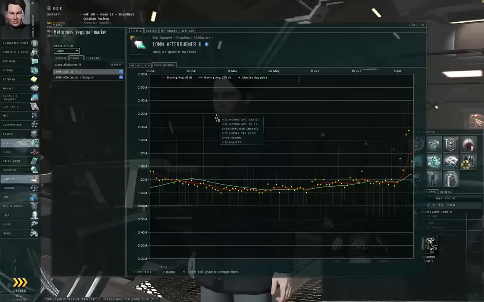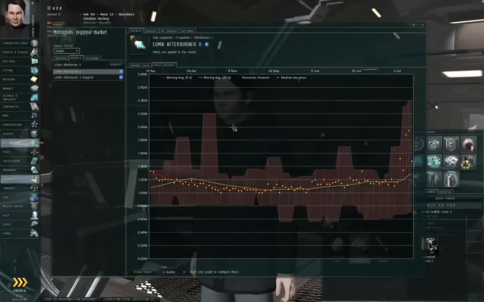If you right-click again and show the Donchian channel, the Donchian channel is basically another visual representation of how much volatility there is in the market. Basically, it shows how noisy the various transactions are throughout the region.